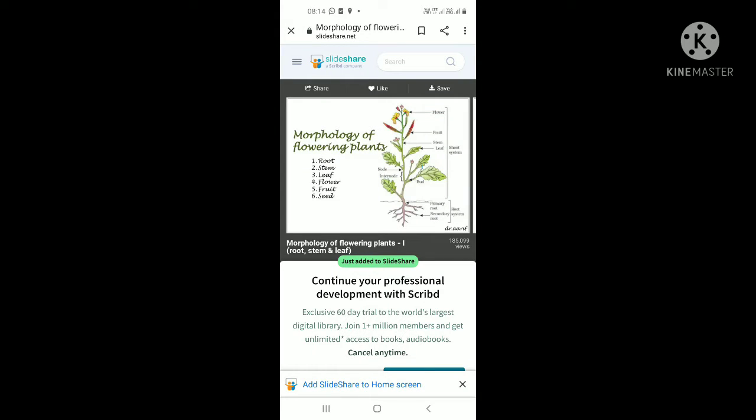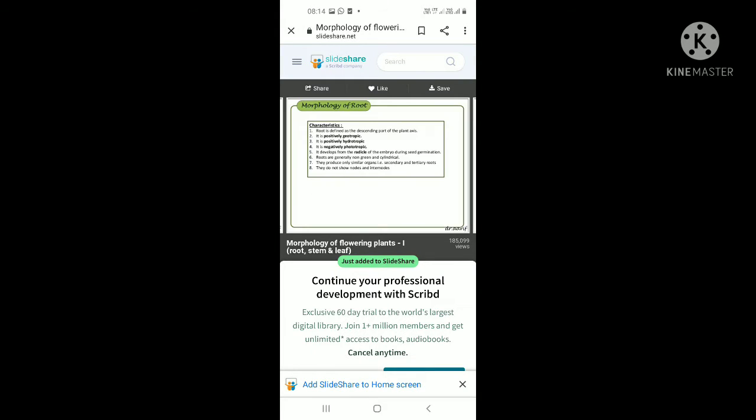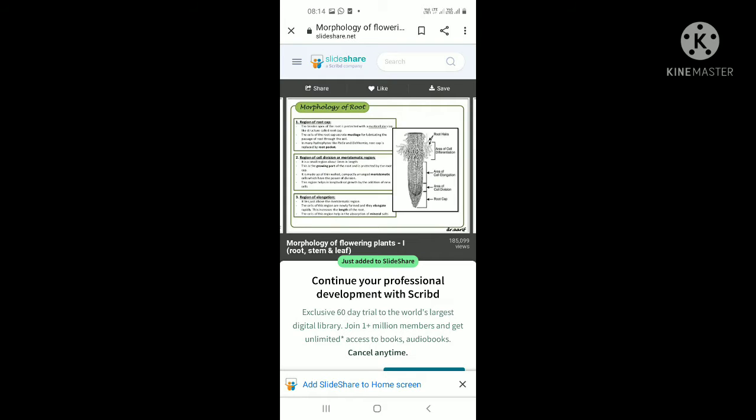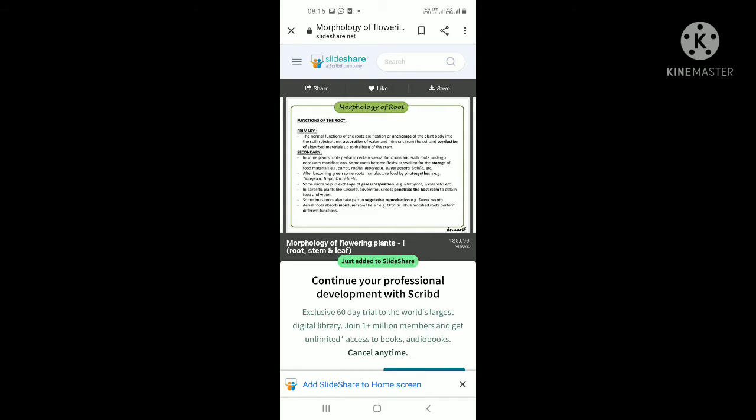Today I want to discuss the morphology of flowering plants. Morphology means the external structure of the organs of plants. That is the morphology of root, morphology of stem, morphology of leaf, fruit and seed. So this is the first part, the root.